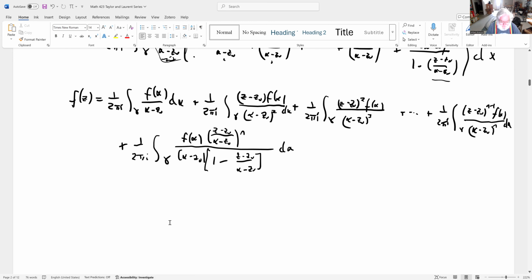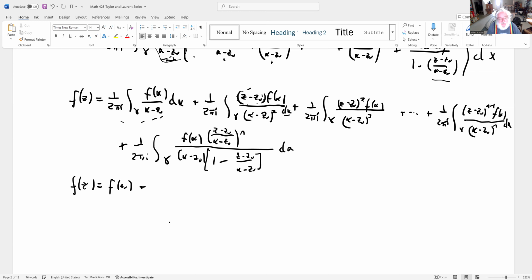Great. So what actually is this? Well, we can recognize a lot of this as being derivatives. So f of z, this first term, that's just Cauchy's integral formula for the function. So that's f of z0. The second term, remember that the z minus z0 is constant, right?